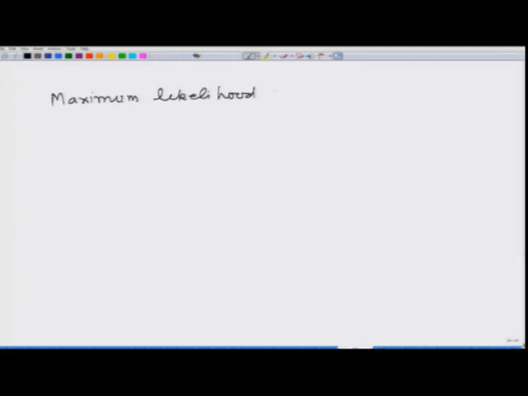Maximum likelihood estimation of parameters. So you may kindly recall that we had considered the model y i is equal to beta 0 plus beta 1 x i plus epsilon i, and we had assumed that the epsilon i's are all IID, identically and independently distributed, following a normal distribution with mean 0 and variance sigma square.